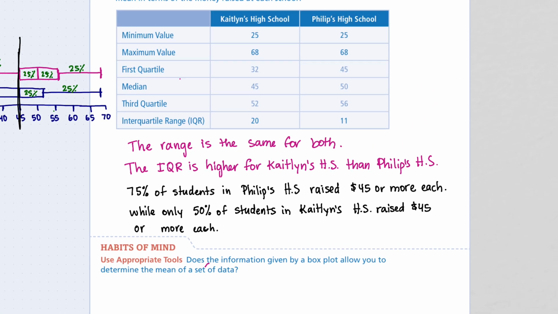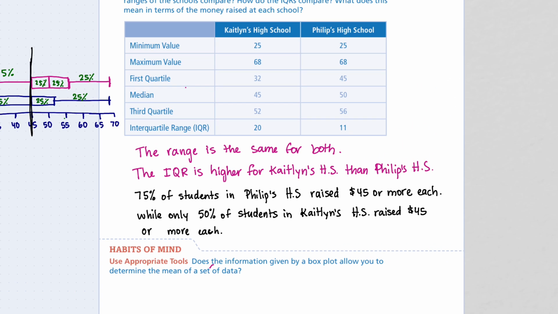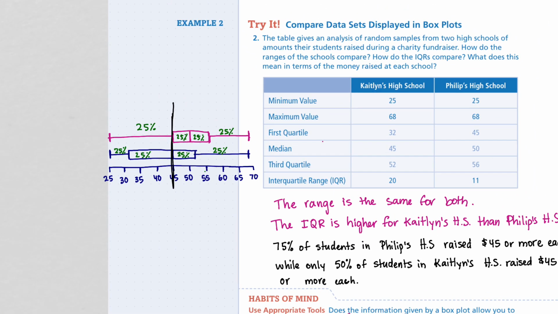Now, we do not know which school collected more money, even though it seems like Phillips High School would have been the one that collected more money, because 75% of them collected more than $45. However, it's talking about a random sample. We do not know how many students participated in this fundraiser. So these percentages are dependent on the number of students that participated in the fundraiser. We do not know the number of students that participated, though. So we cannot make an assumption as to which school raised more money.